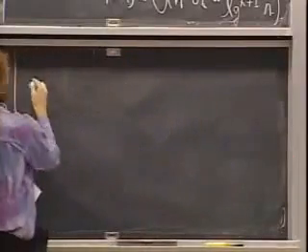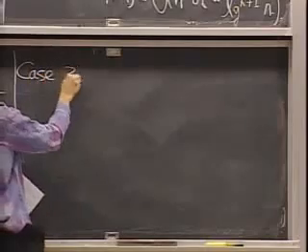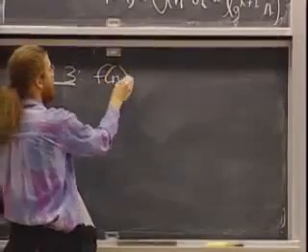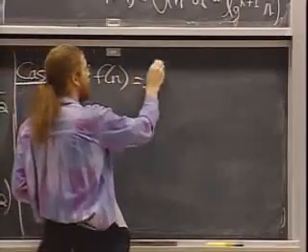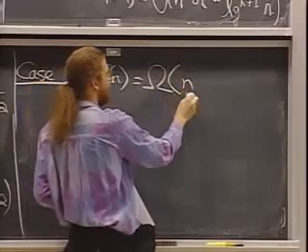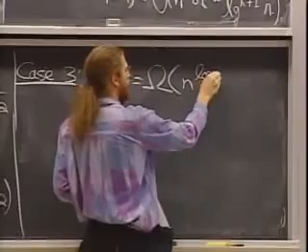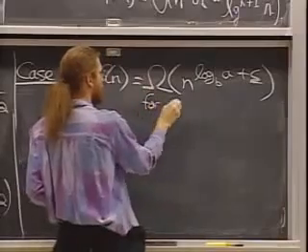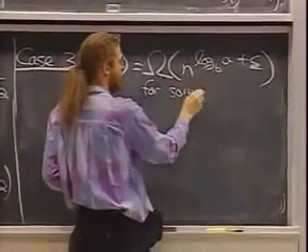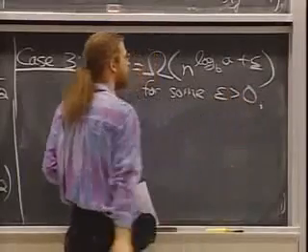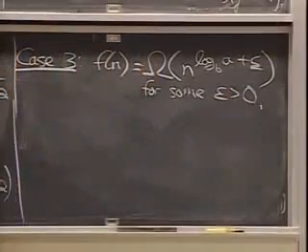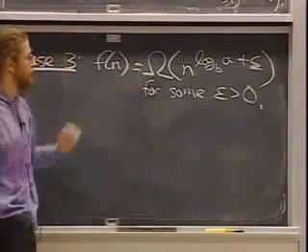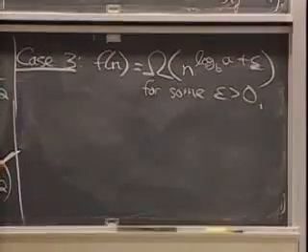We need to assume slightly more for case 3. But case 3 is roughly when f of n grows bigger than n to the log base b of a. So it should be capital omega. Here's one place where we get to use omega. It's n to the log base b of a plus epsilon for some positive epsilon. So it should grow not just bigger, but polynomially bigger. Here it was growing just a log factor bigger, polylog. Here it's a polynomial factor.